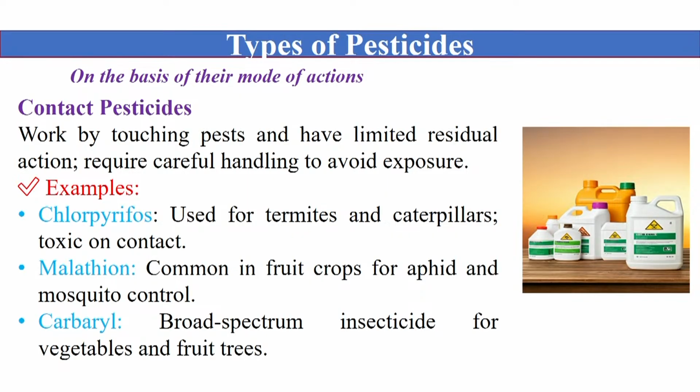The next is malathion. It is also a common pesticide, used basically in fruit crops to repel or kill aphids, as well as for mosquito control. And carbaryl is a broad-spectrum insecticide which is used for vegetables and fruit trees as well.